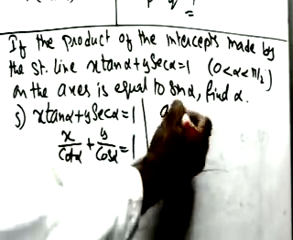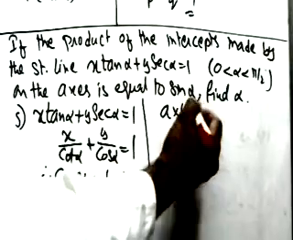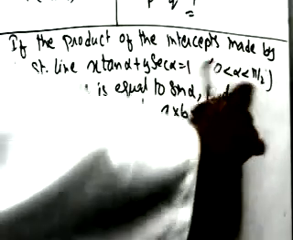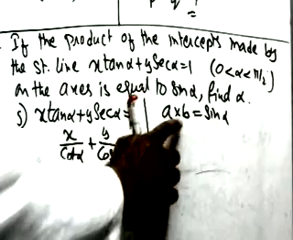Okay. So what is the next condition given? Watch here. If the product of the intercepts, that means A into B, the product of the intercepts made by the line on the axes, is equal to sin alpha. This is the given condition. And alpha lies in the first quadrant. 0 to pi by 2 means first quadrant.